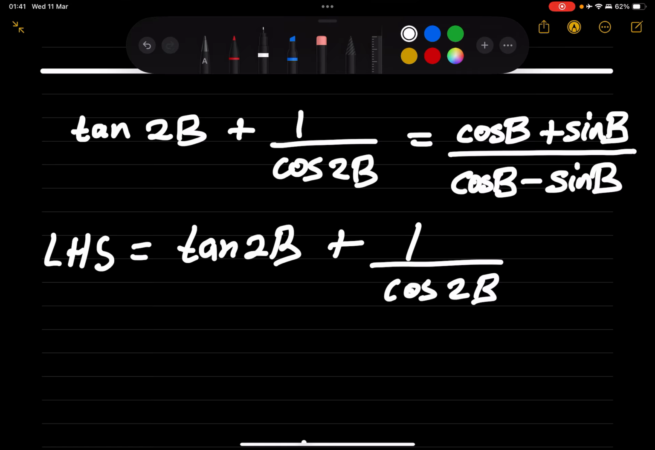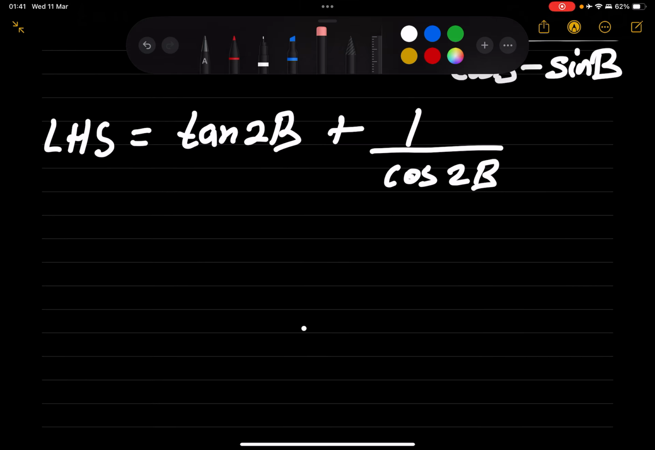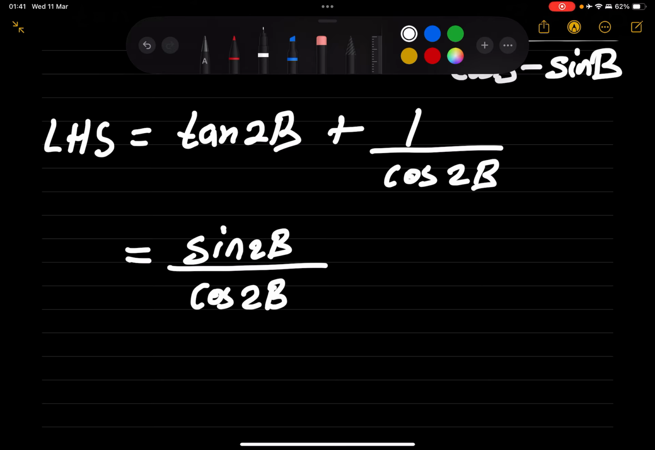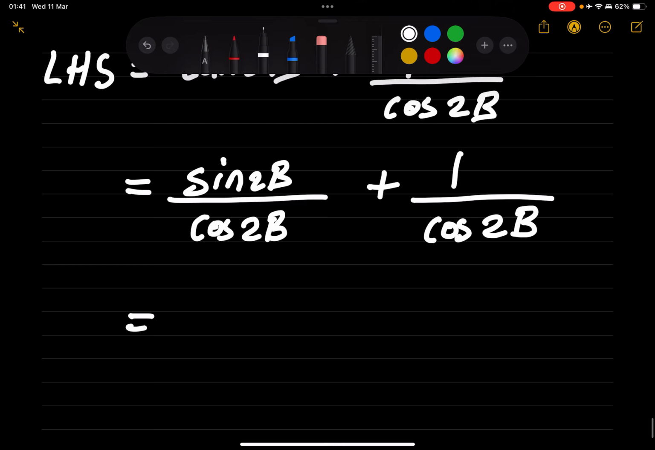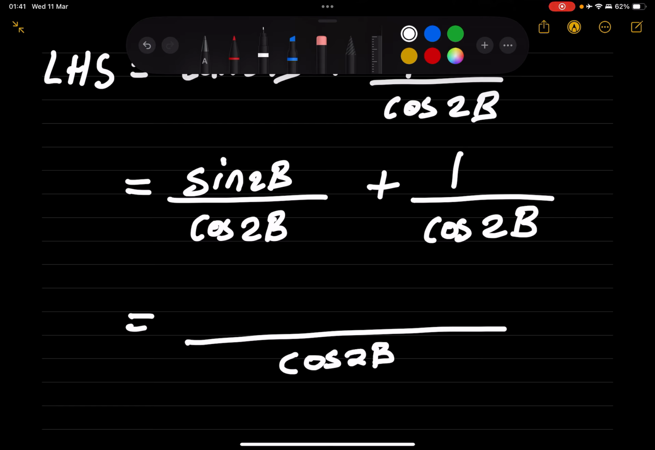Right? And we need to convert everything into sine and cosine. So the first step is to convert everything into sine and cosine. We know that tan 2b is the same as sine 2b over cos 2b, plus 1 over cos 2b. Now step 2, we're going to combine the fractions. Because our denominators are already the same, which is cos 2b, we can write everything under the same denominator and just add the numerators together.